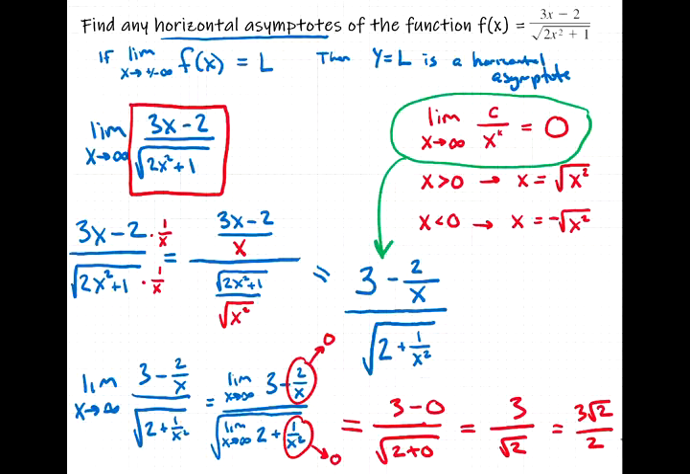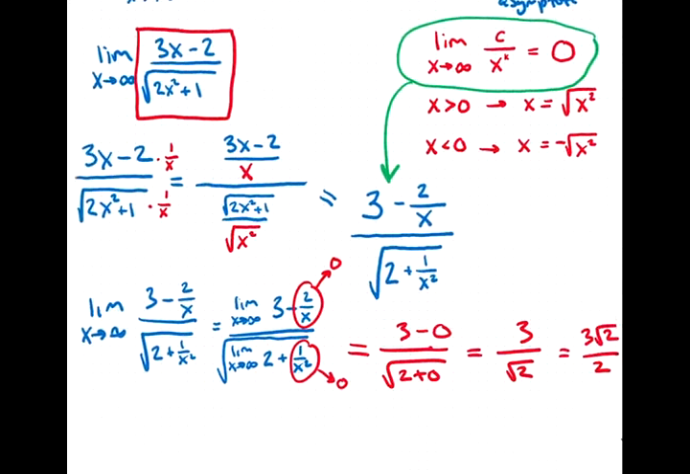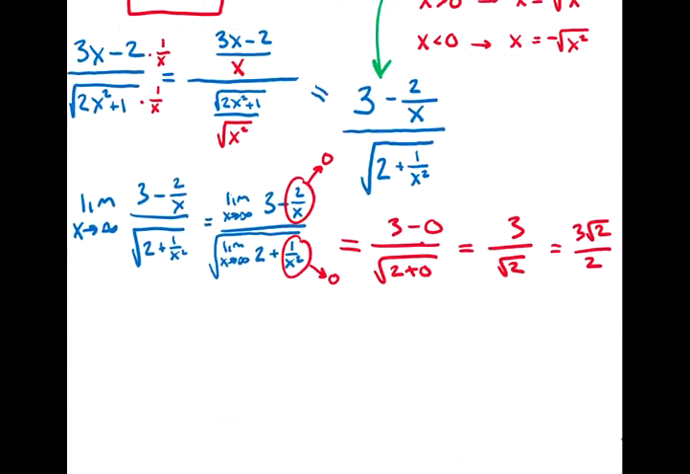So 3 root 2 over 2 is a horizontal asymptote of this function as x goes to infinity. So going to the right on the graph, we have the horizontal asymptote 3 root 2 over 2. Now if we want to look in the other direction, maybe we have the same horizontal asymptote to the left, maybe there's a different one, or maybe there isn't one. So if we take now the limit as x approaches negative infinity, well, we've done some of the algebra already. Now the difference is right here.